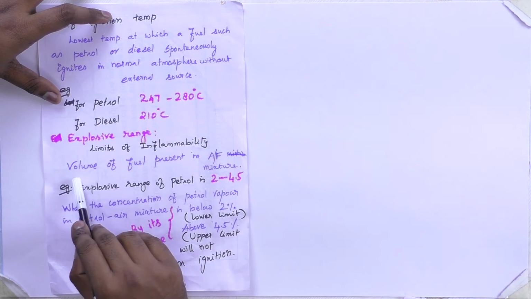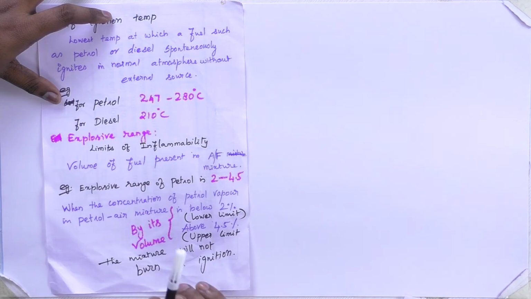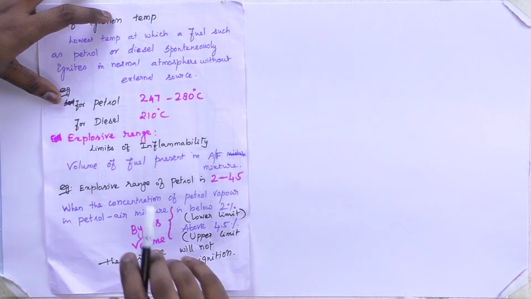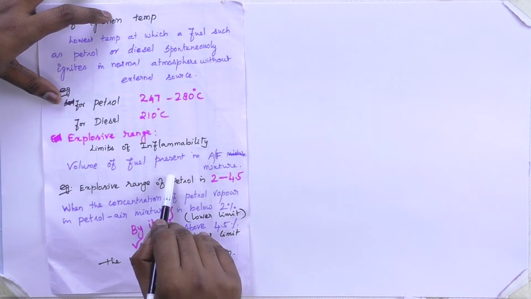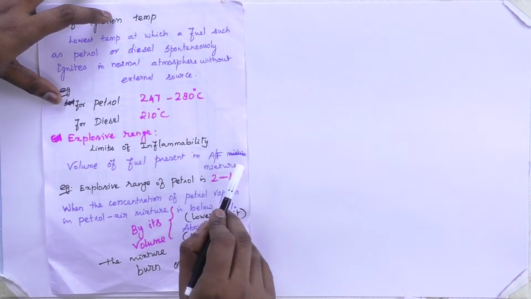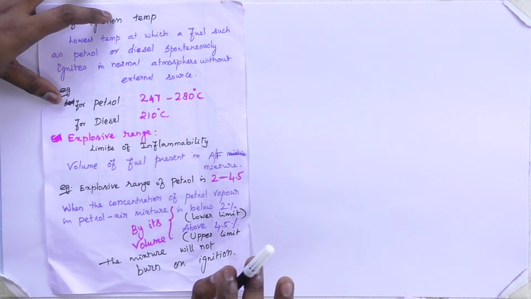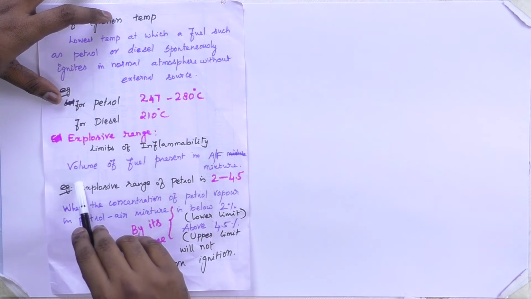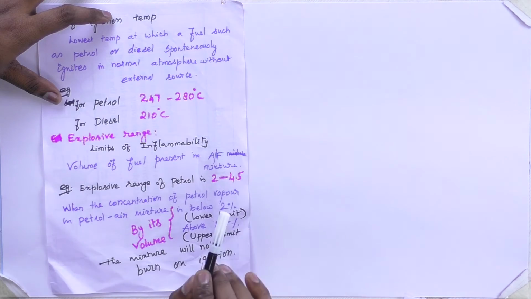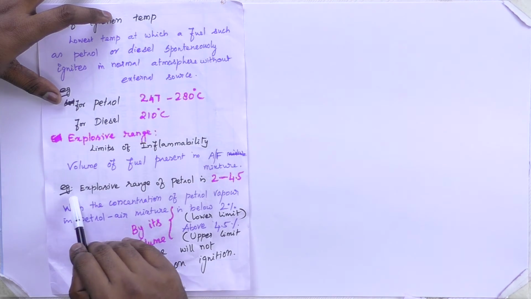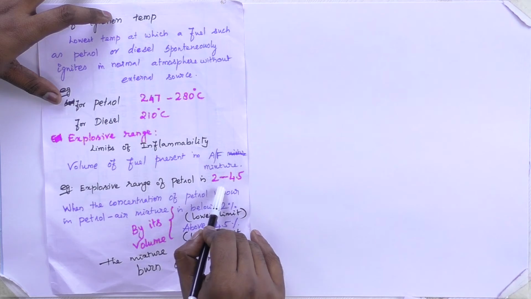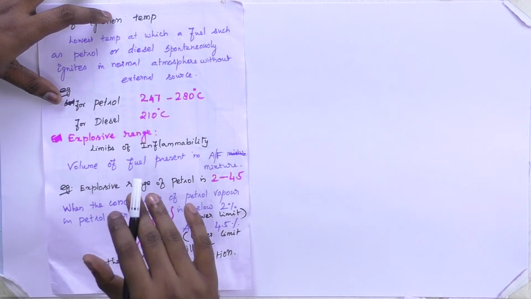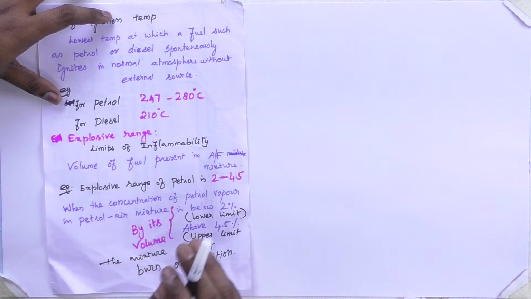The explosive range is a common factor for all fuels, so we have to find it out. The volume of fuel present in the air fuel mixture is the explosive range. So finding the volume of fuel present in the system is important. For example, the explosive range of petrol is 2 to 4.5. We have to check how the petrol works in this range, and how it will ignite in those cases.